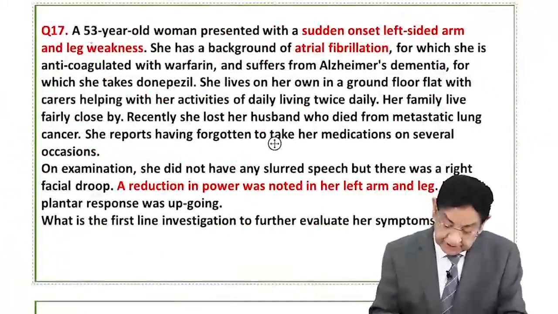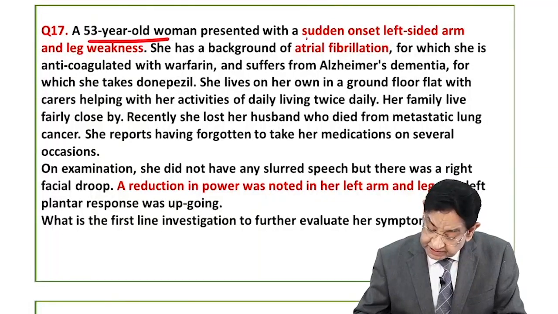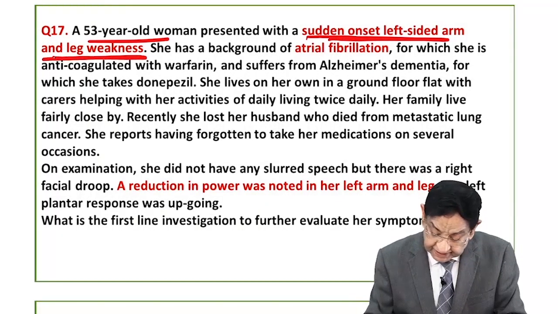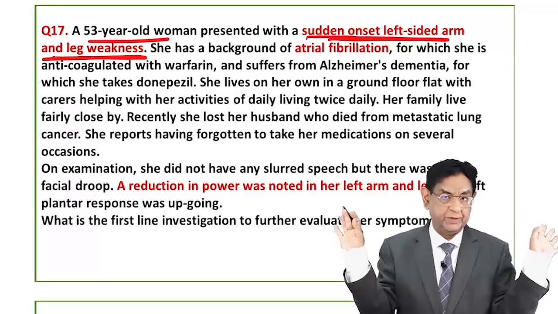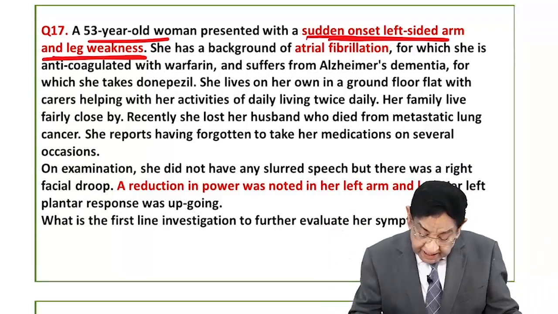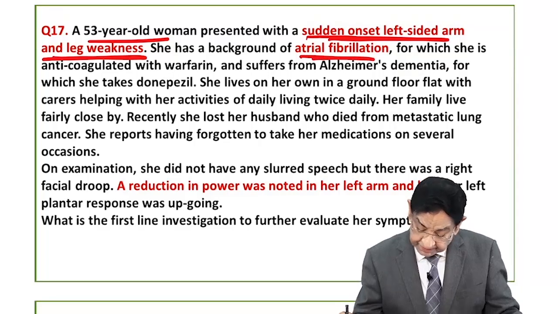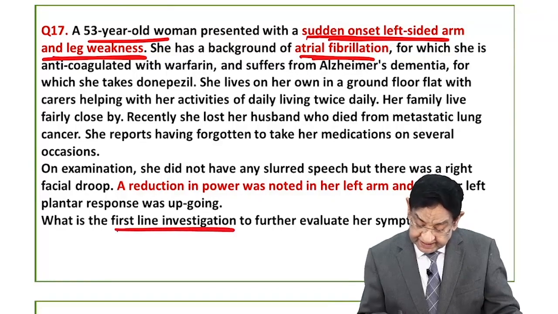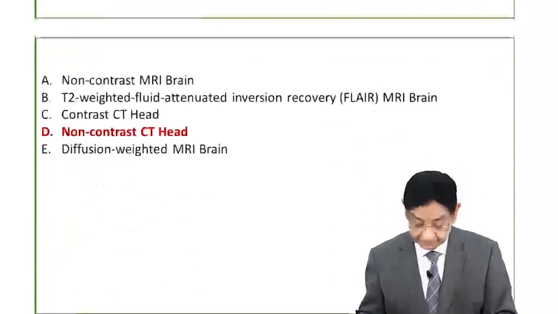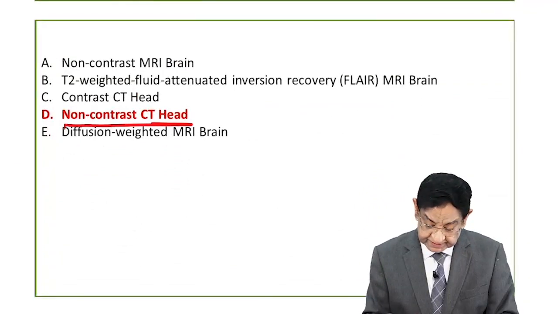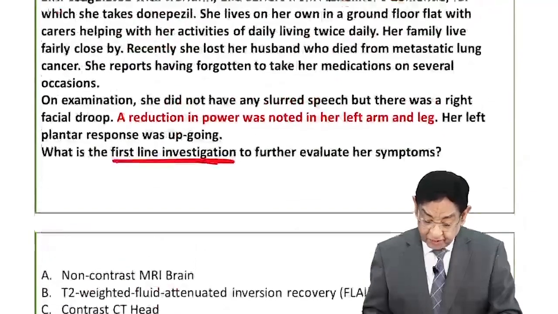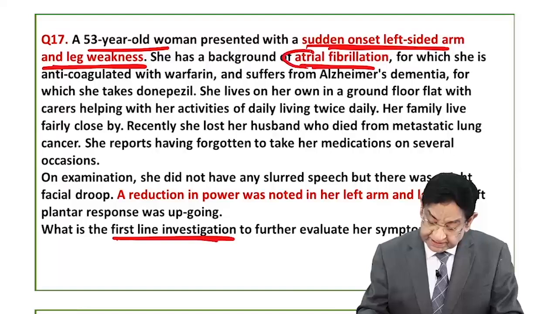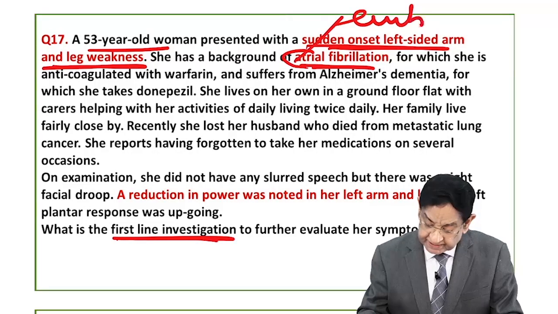Okay. 53-year-old lady, sudden onset of left-sided weakness, arm and leg. Oh, she has come with sudden hemiplegia, it is stroke. Our basics are clear. Atrial fibrillation is there. Right? So, first line investigation, what will you do? Non-contrast CT scan. The basic concept. Point to be noted, atrial fibrillation is there. That means embolic phenomena has occurred.